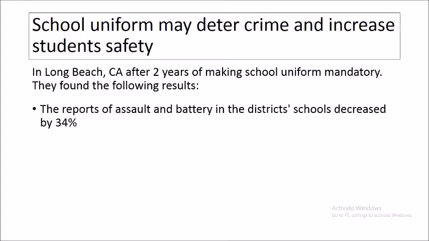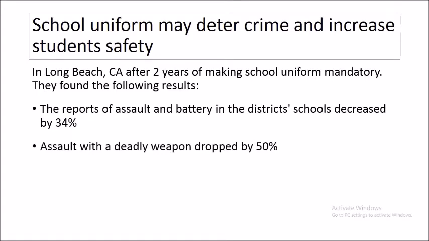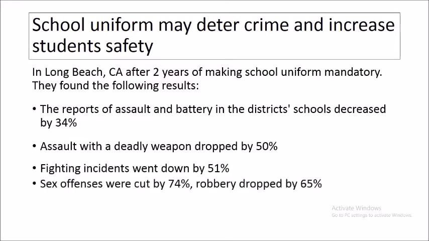The reports of assault and battery in the district schools decreased by 34%. Assault with a deadly weapon dropped by 50%. Fighting incidents went down by 51%. Sex offenses were cut by 74%. Robbery dropped by 65%. Possession of drugs went down by 69%. This is why I support school uniform policy, because of these advantages that I mentioned to you.